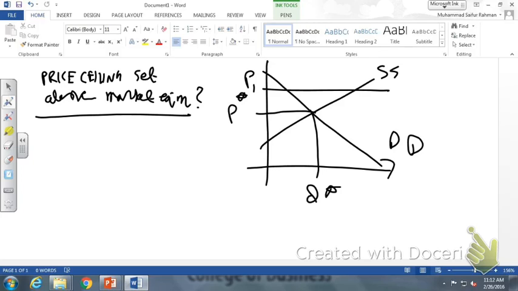So having a price ceiling set above the market equilibrium price has no effect on the market, because it does not restrict the production. It doesn't create underproduction. It doesn't create overproduction, something that we're going to look at in a minute. So having a price ceiling set above the market equilibrium price has no effect on the market.